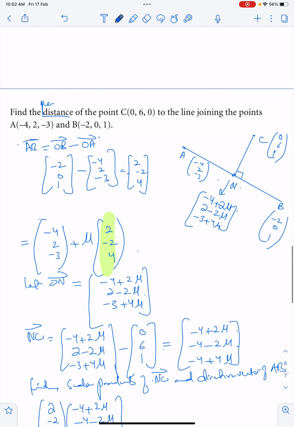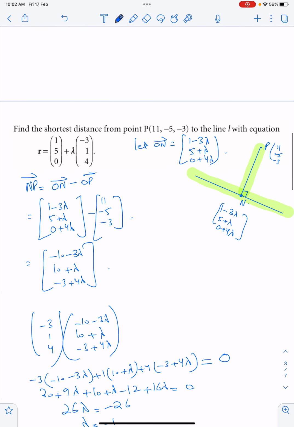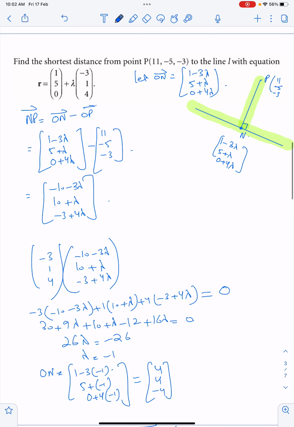Okay, just to give you a quick review of how we go about finding the perpendicular distance between a point and a line where the vector equation is given. If the vector equation is not given, you have to first find the vector equation. Once you get the vector equation, you can replace lambda with another variable, or you can let it be lambda, and mark this point and let the coordinates of this point be 1 minus lambda, 3 lambda, 5 plus lambda, and 0 plus 4 lambda.